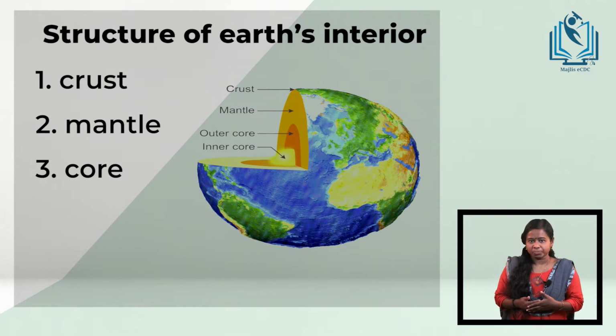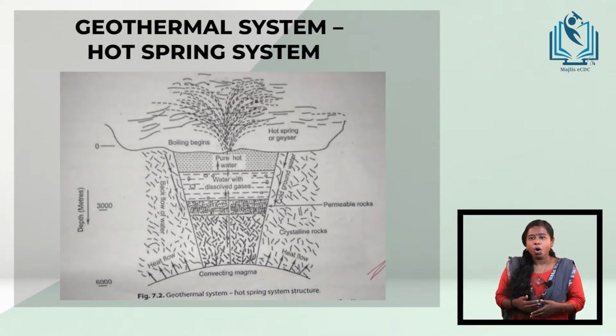The inner core, with a thickness of around 1170 km, is believed to be a solid metallic body containing iron-nickel alloy. And our next topic is geothermal system, hot spring structure. The figure shows a schematic diagram depicting how hot springs are produced through hot magma or molten mass.